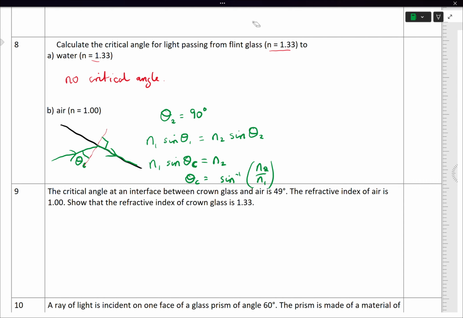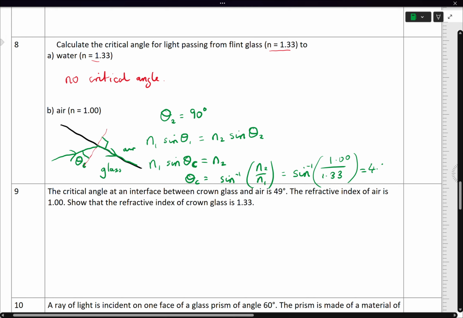And then the last bit we have to remember is that it's going from glass into air. So the inverse sine of n2, but n2, the second medium it's in, is just air, so that's got a refractive index of 1.00. It came from this flint glass, which had a value of 1.33, so that gives us its critical angle, which is 48.8 degrees.